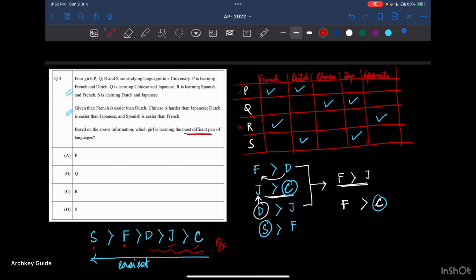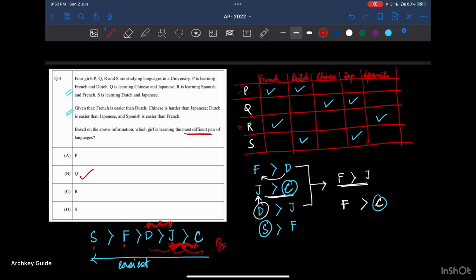S is learning Dutch and Japanese. So if not Q, it would have been S. Why? Because she is learning these two languages. But Q is learning these two. Hence, the girl who is learning the most difficult pair is Q. Answer is B. I hope everyone understood this. I tried to make it as simple as possible.